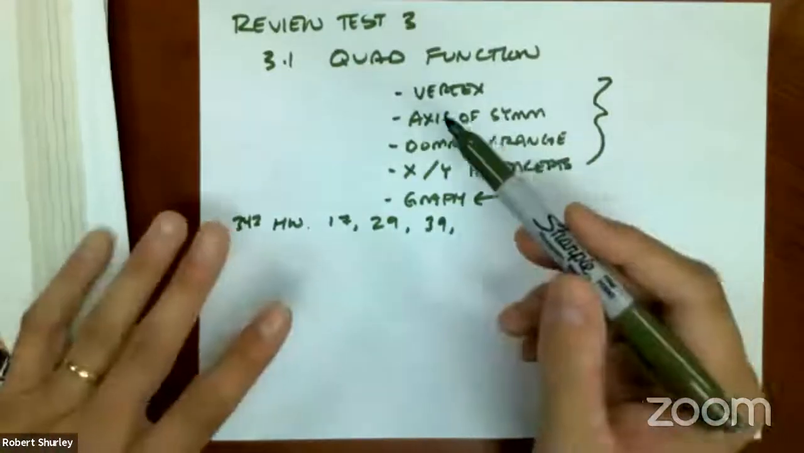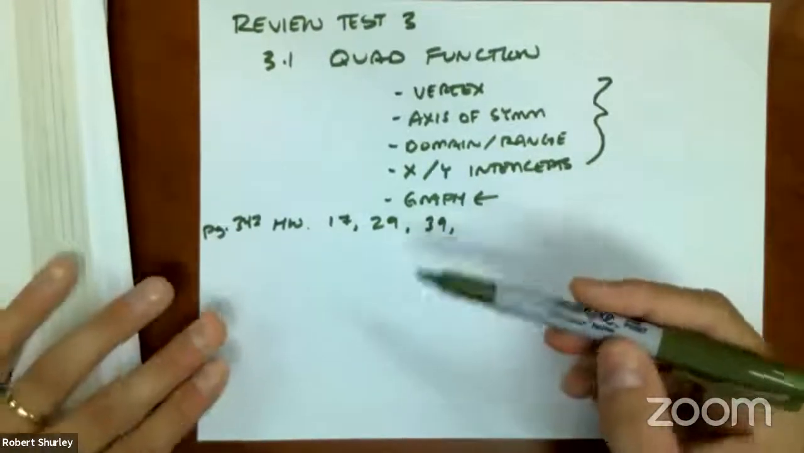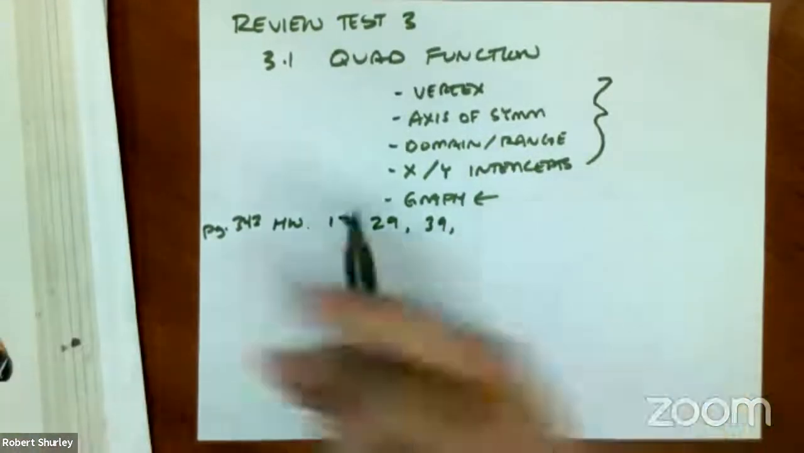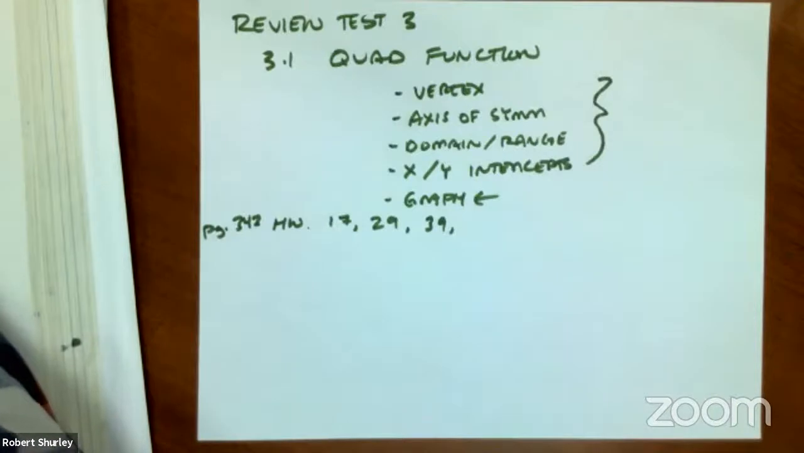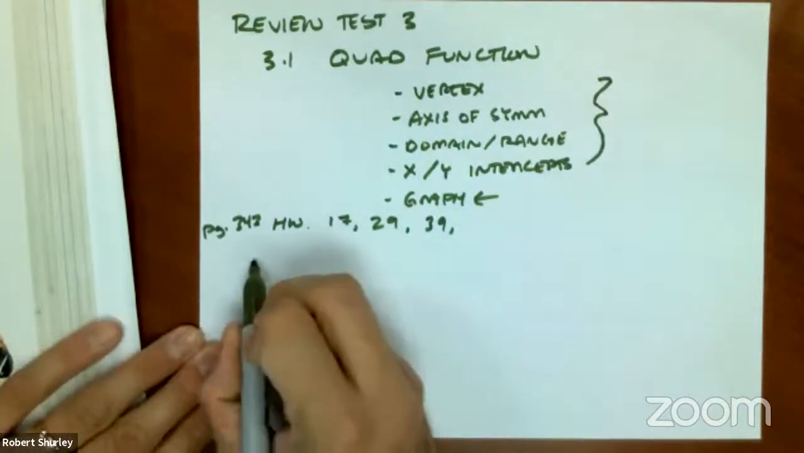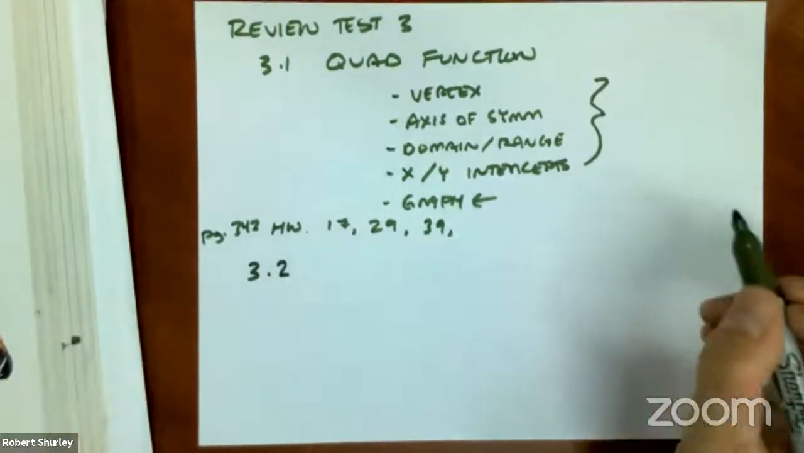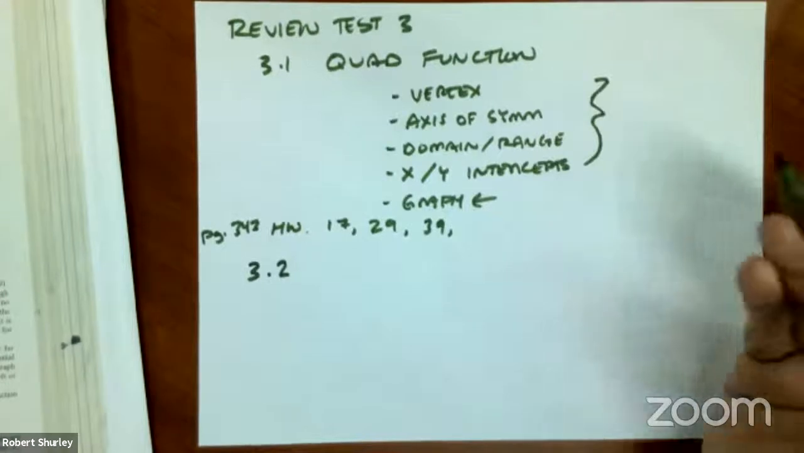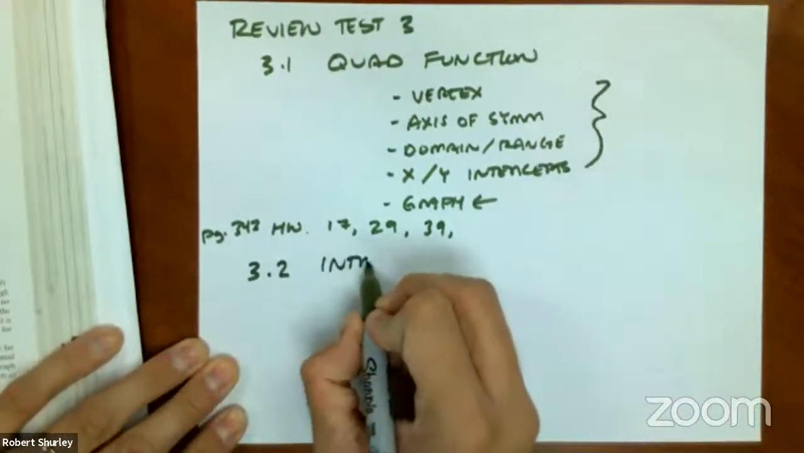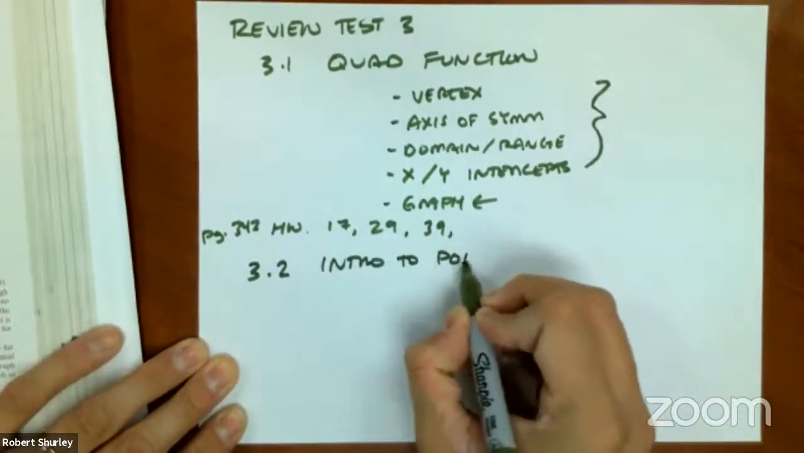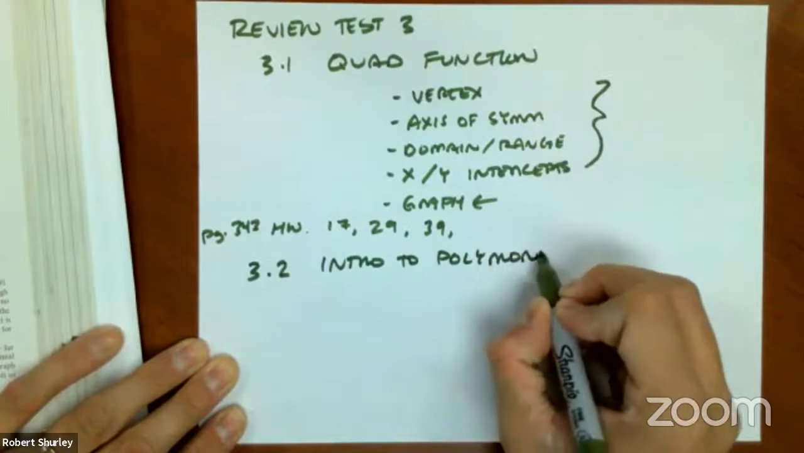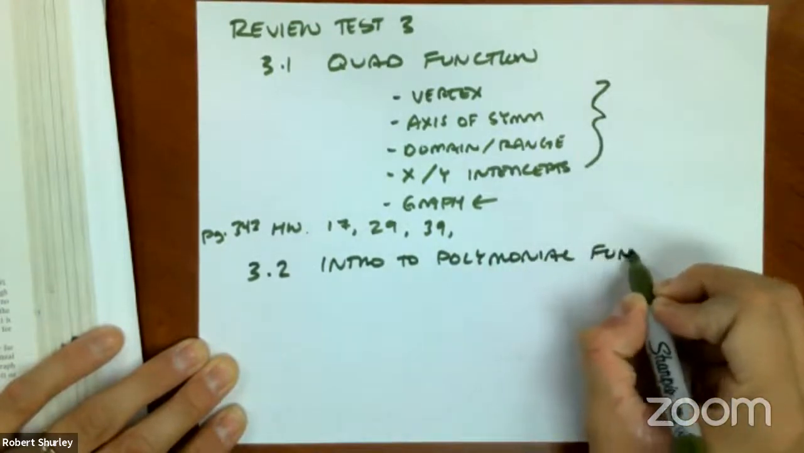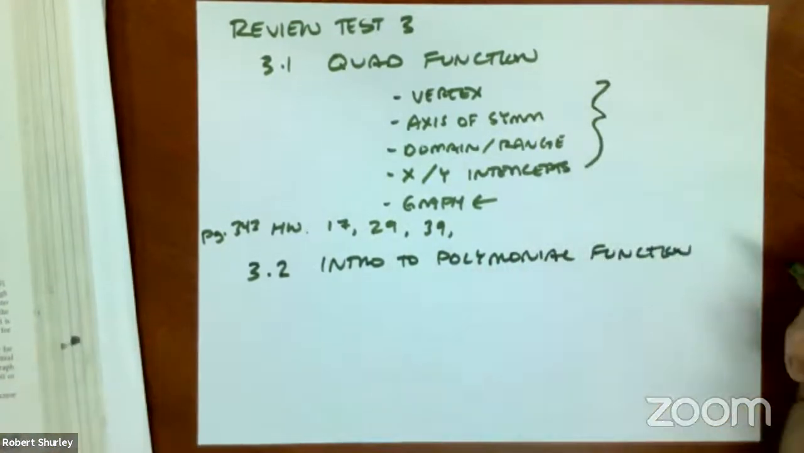Really, I'll tell you, 3.1 is kind of on its own. 3.2 through 3.4, it's kind of hard to say, are really lumped together more. So let's start in 3.2. It was really an introduction to the polynomial function.